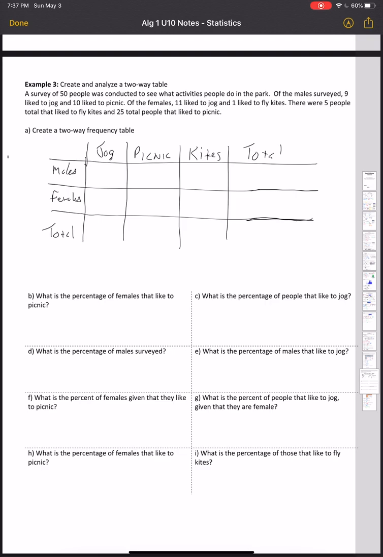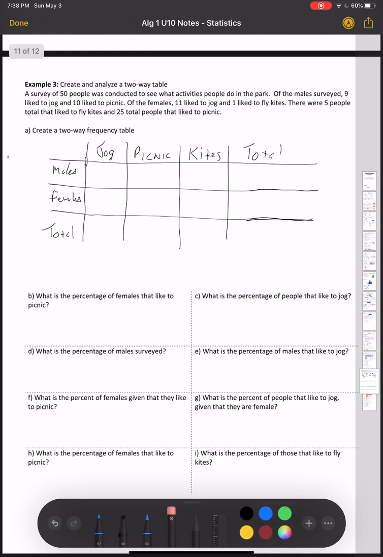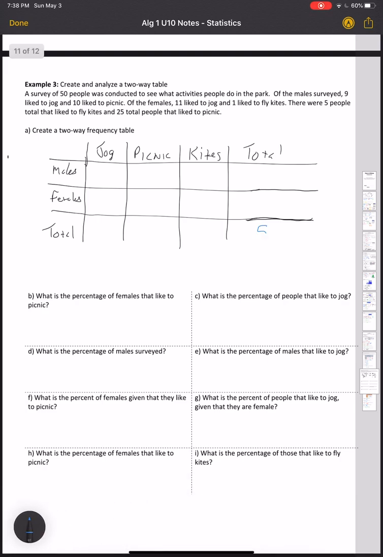Jogging, picnic, and then kites. You see we've got jog, picnic, and kites. So those are the three different activities that I'm looking at. So those are going to make up my activities category, and that's going to be my columns. So now we can start filling in things. Reading and filling in. A survey of 50 people. So that means my total amount of people is 50. That takes care of that number.